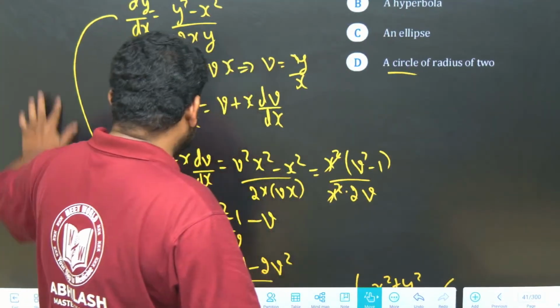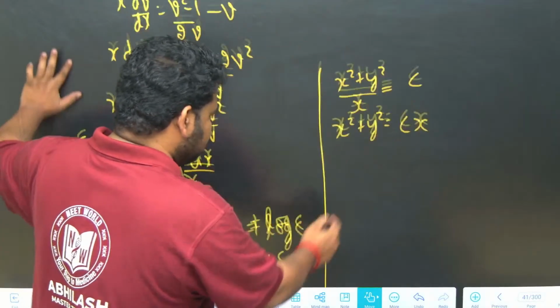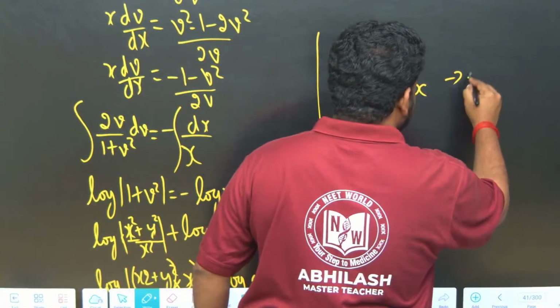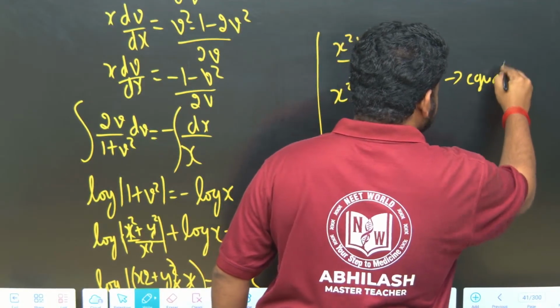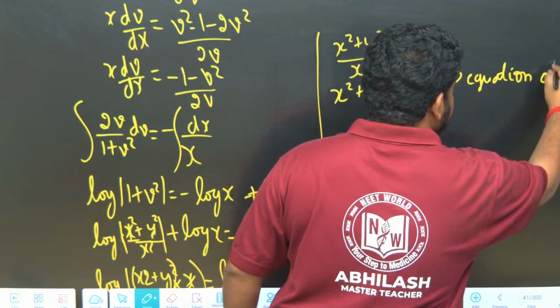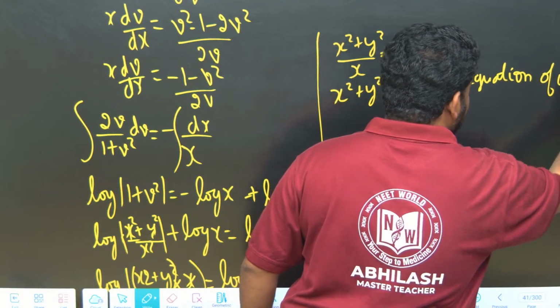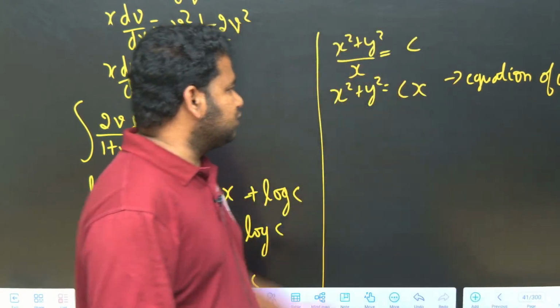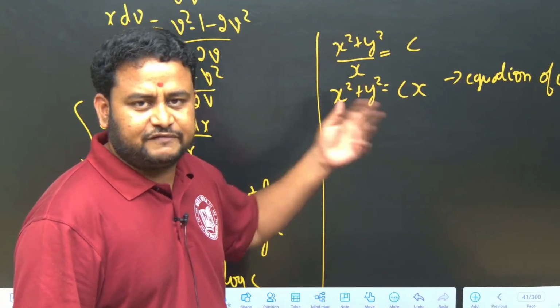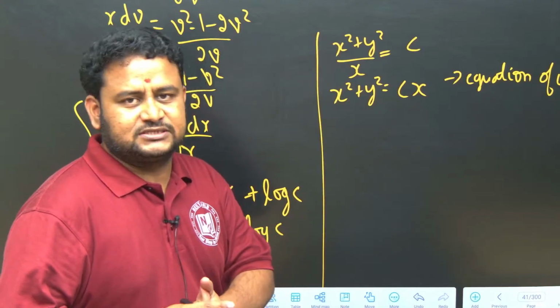First of all, without even finding c, I can say that this is the equation of a circle. x square plus y square is equal to something is nothing but the equation of a circle. We got it, so option 2 and option 3 are ruled out. But they are telling equation of circle of radius 1, equation of circle of radius 2, so definitely we have to find the radius. So how to find it?